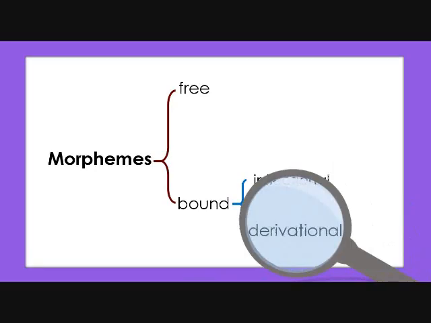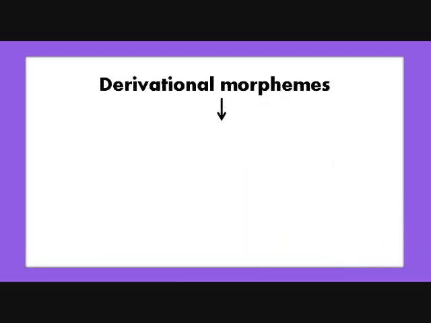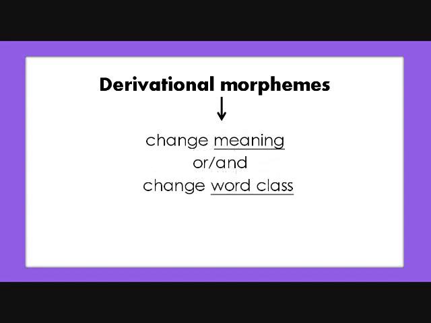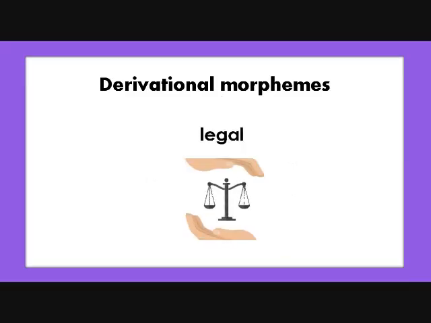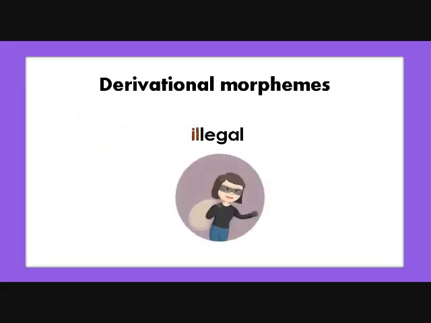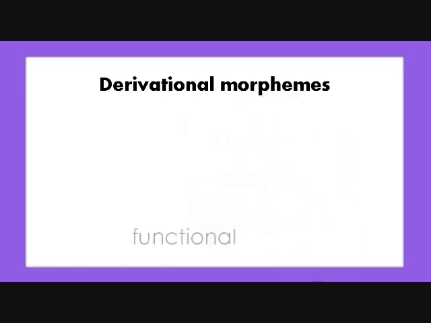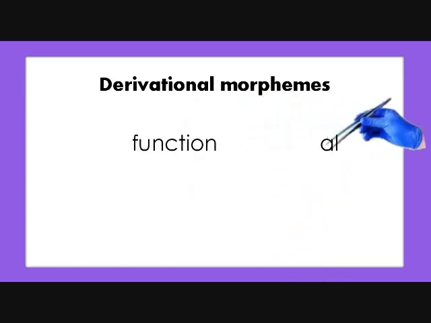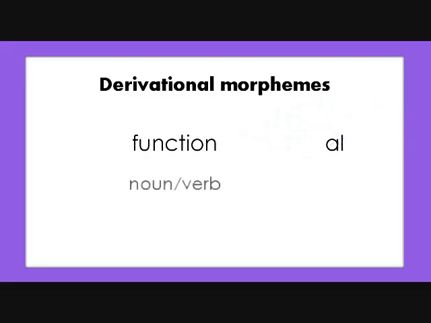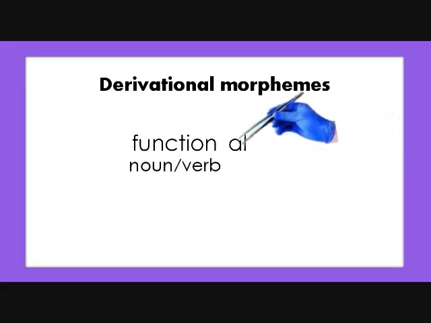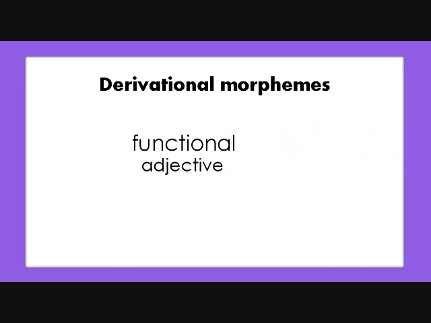Derivational morphemes. They are the ones that when added to a word, they can change the meaning and or the class of the word. Consider the word legal. When you add to it the morpheme "il", you're changing the meaning. You want to mean something completely different. Illegal. Let's go with the word functional. You're adding the morpheme "al" to function, and you're changing a noun or verb into an adjective. And if you add another morpheme, "ly", you're turning the adjective functional into functionally, that is an adverb.